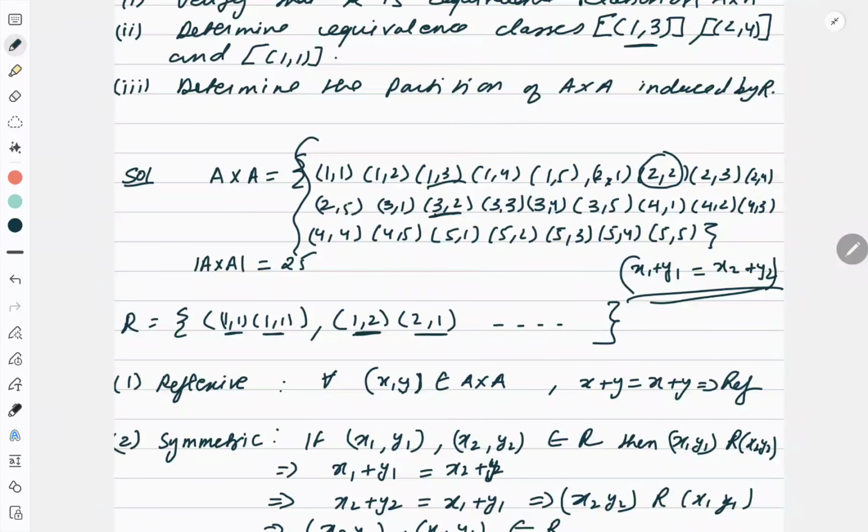So 3 plus 2 is 5. So such pairs where you have the sum 5, this will also come as sum 5. 4 comma 1 will also come as sum 5. 2 comma 3 will also come as sum 5. So all such elements will come in the relation.